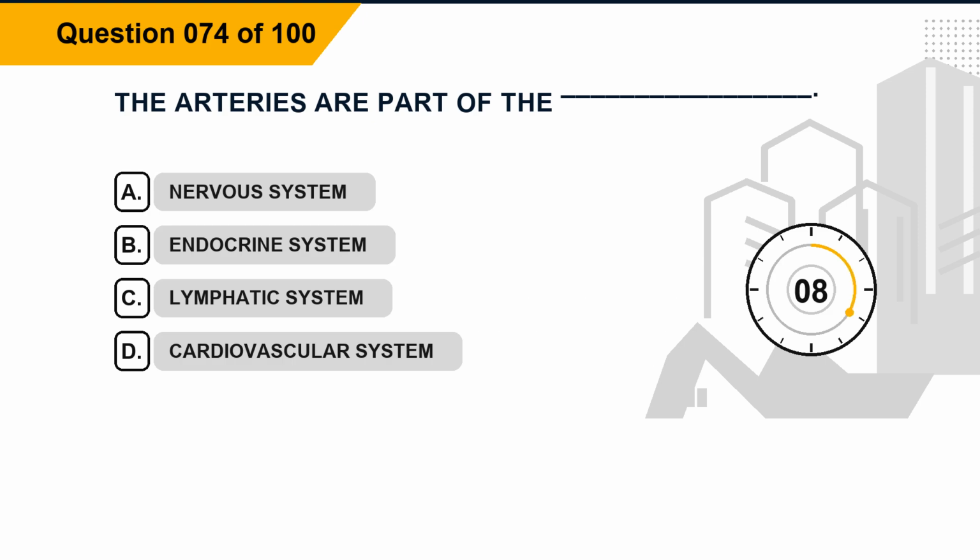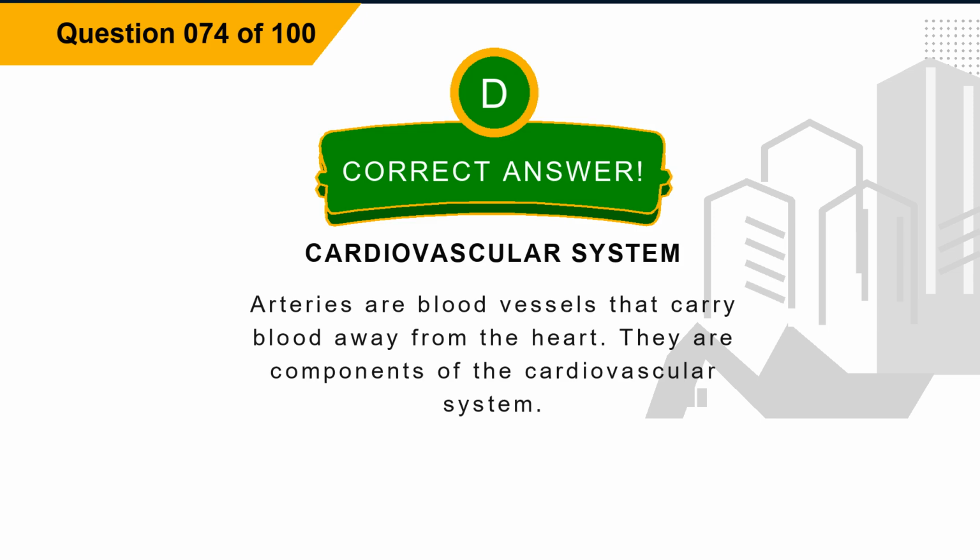Option A, nervous system. Option B, endocrine system. Option C, lymphatic system. Option D, cardiovascular system. The correct answer is option D, cardiovascular system. Explanation. Arteries are blood vessels that carry blood away from the heart. They are components of the cardiovascular system.